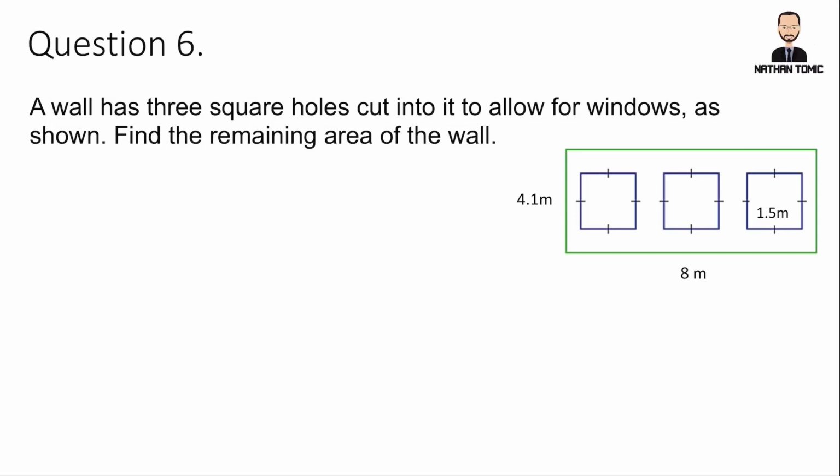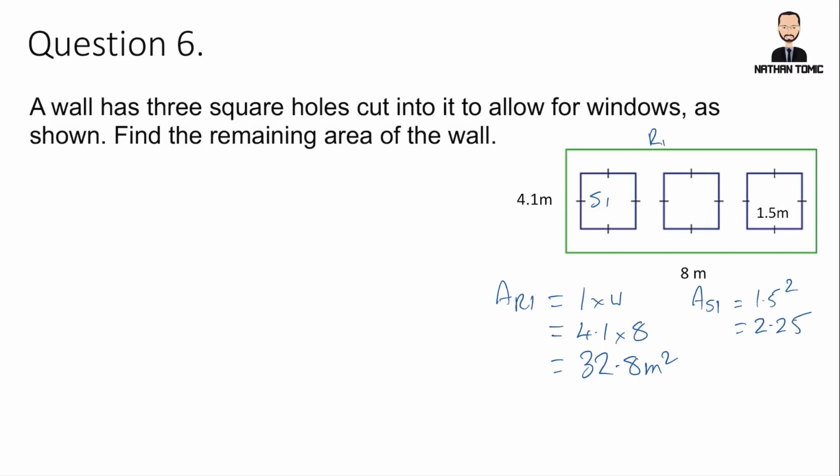So let's work out the area of square 1 and the area of rectangle 1. So the area of rectangle 1 is equal to length times width, which is equal to 4.1 times 8, which is equal to 32.8 metres squared. So that's the full rectangle, but now we need to take away 3 of those windows actually. So the area of square 1 is equal to 1.5 squared because we know all the measurements are the same, which is going to be equal to 2.25. Oh, sorry, meters squared, don't forget. But there are 3 of those.